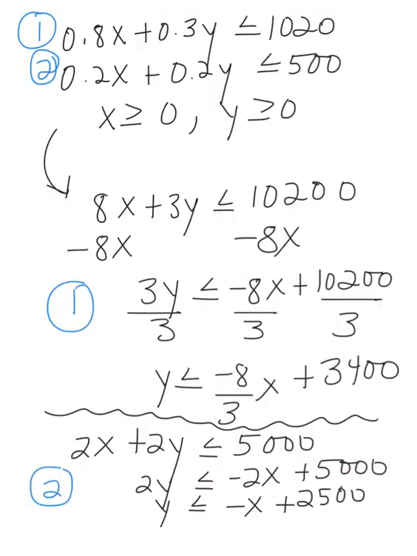So I want to look at inequality 1 and inequality 2. And what I've done in the work down below for inequality 1 and 2 is, in the first step that I'm marking there in blue, I got rid of the decimals. So I multiplied every single thing by 10. That way I'm not dealing with decimals anymore. Go ahead through and solve for y for each of those, and we end up with one inequality that's y is less than or equal to negative 8/3 x plus 3,400, and another that's y is less than or equal to negative x plus 2,500.